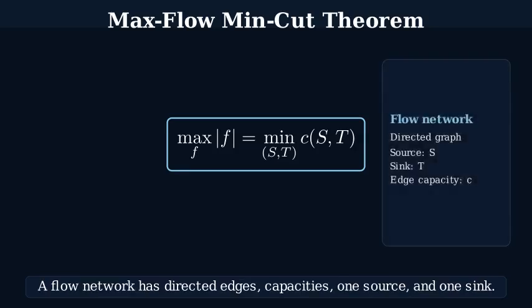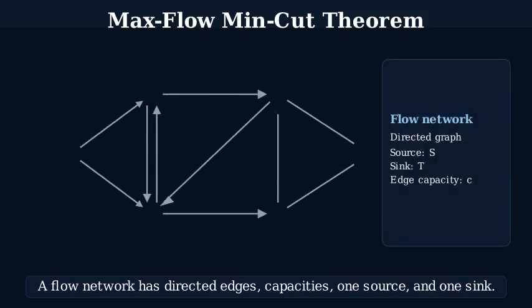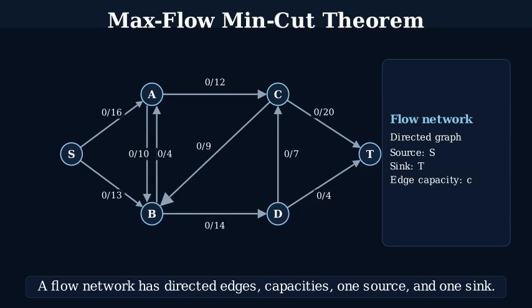A flow network is a directed graph. One vertex is the source, called S, and another is the sink, called T. Every directed edge has a capacity, the largest amount of stuff that edge can carry. The stuff could be water, data packets, jobs, or even matching choices.